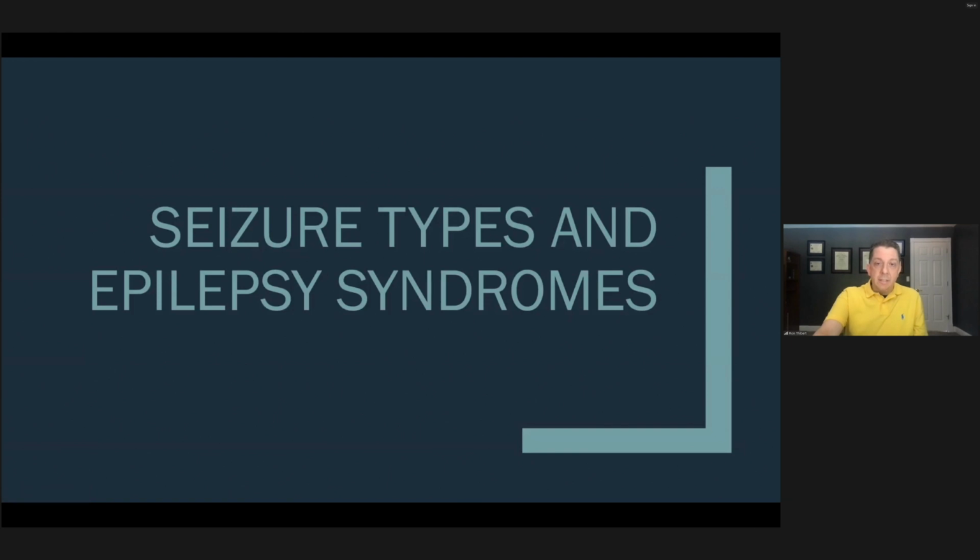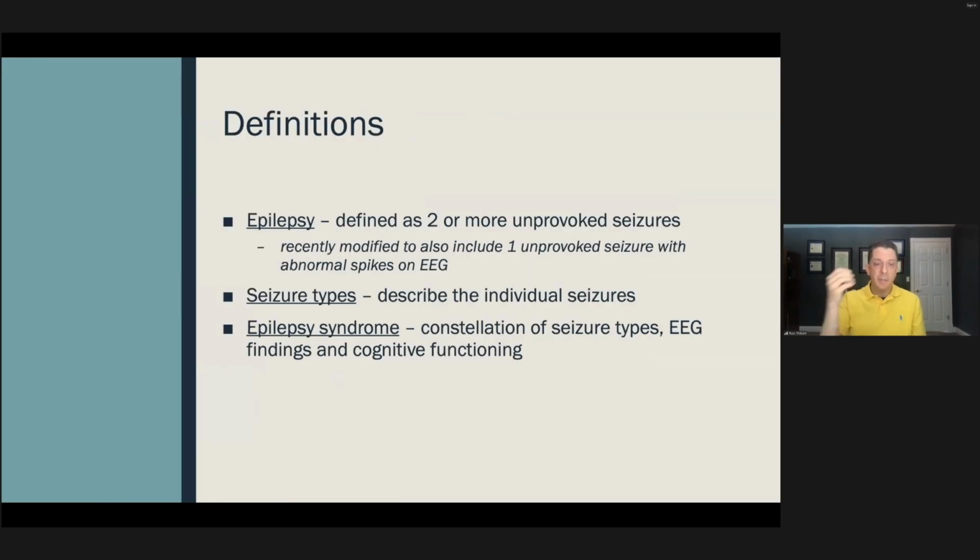And then, seizure types and syndromes. Just to go over a couple of quick definitions, because it's confusing, even for us. They change the definitions and the titles of things every few years, so it's hard to keep up. Even epilepsy, they change the definition. It's defined as two or more unprovoked seizures. Unprovoked meaning that it wasn't because you were hit in the head or had meningitis, you just had seizures. So two or more seizures, or one unprovoked seizure but with abnormal spikes on your EEG.